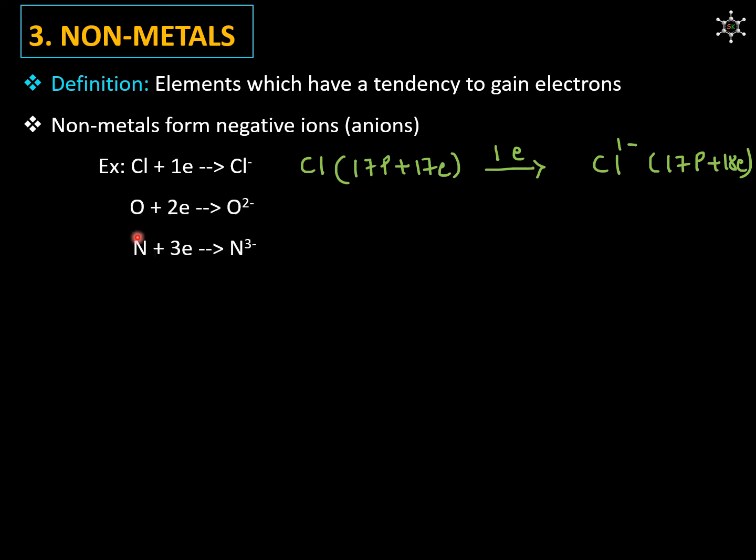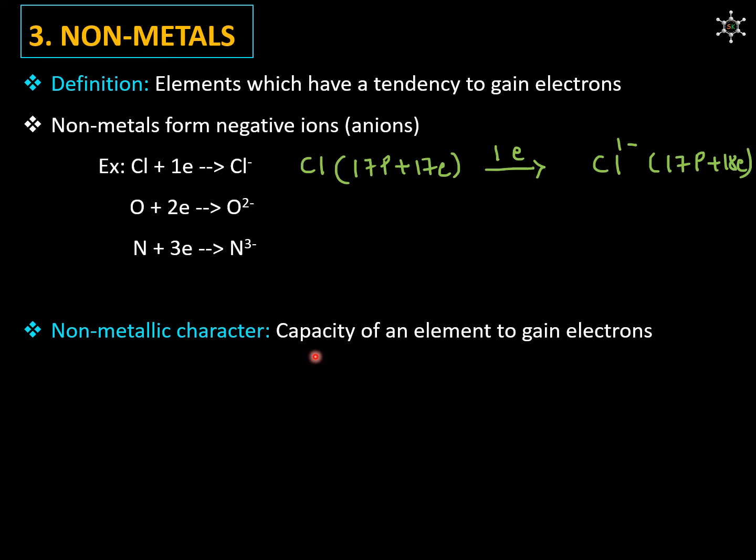In the same manner, oxygen can receive 2 electrons to become O2 minus. This is called the oxide anion. Nitrogen can receive 3 electrons to become nitrogen 3 minus. This can also be called the nitride anion.